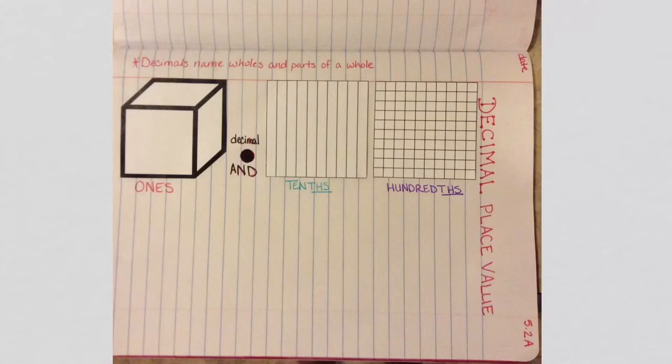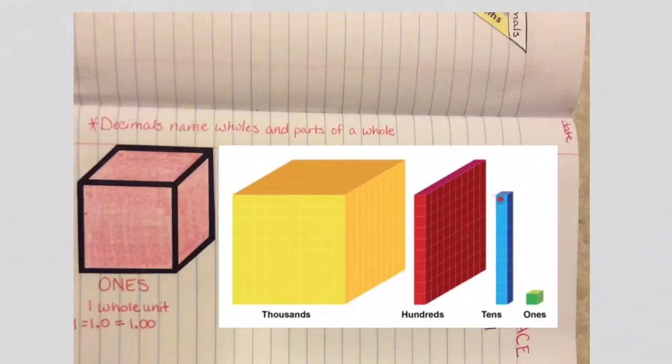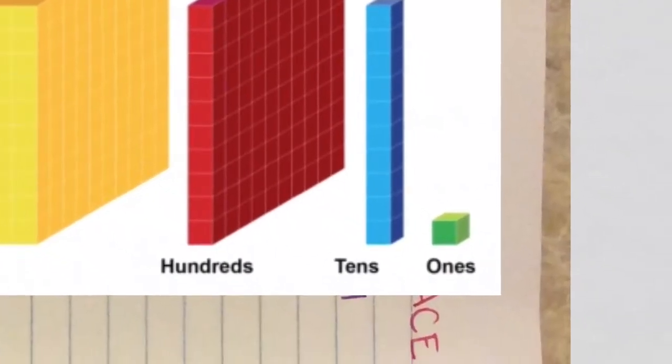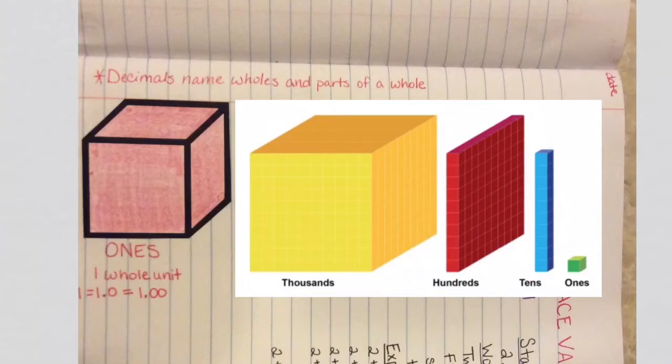Alright, we're going to be talking about decimal place value. Okay, decimals name wholes and parts of a whole. So you've got your whole right here. And I want you to think about it whenever you've used the place value blocks when you first started learning about place value. We're looking at one whole unit. So we're looking at one of these cubes right here. So right below your ones, you're going to write ones. This is one whole unit. 1 is equal to 1 and 0 tenths, and is equal to 1 and 0 hundredths.